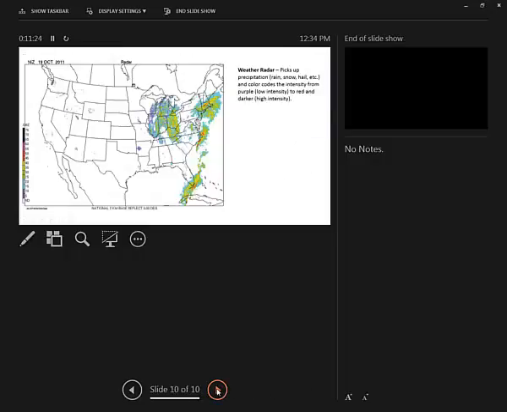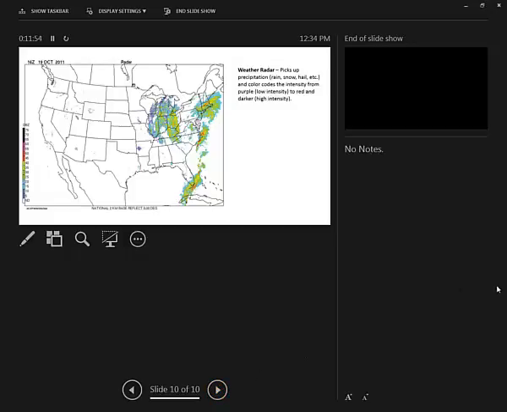And finally, the last thing we're going to just introduce here is weather radar. It's extremely important, another very valuable tool that we use in weather forecasting. What weather radar does, sometimes called Doppler radar, is pick up precipitation. In other words, rain, snow, hail, snow pellets, and so on. There are many different types of precipitation. And in this case, it's going to color code it in terms of the intensity of the precipitation.